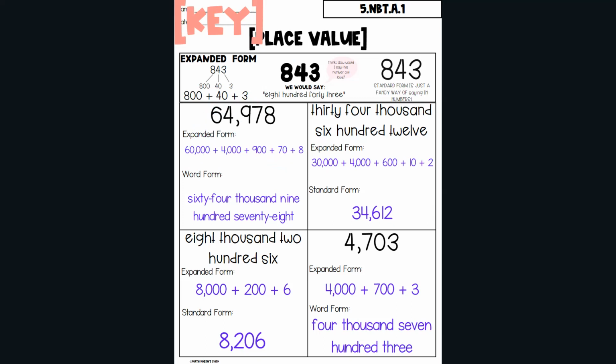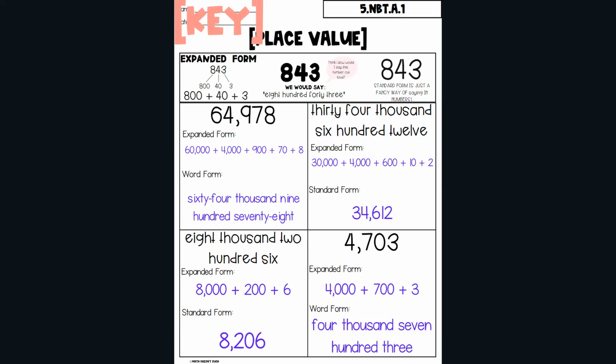Now, when we're writing it in word form, we know that this first comma always tells us the word thousand. So we really want to ask ourselves what comes before that comma and what comes after that comma. So before the comma, we have 64. The comma tells us thousand. And then we have 978.